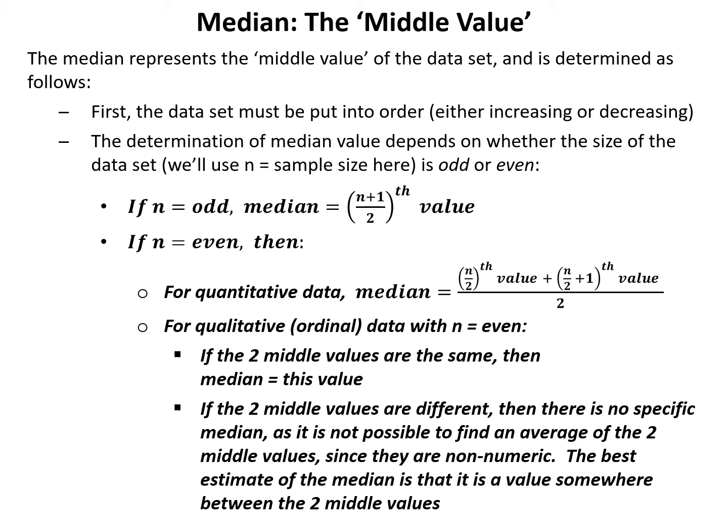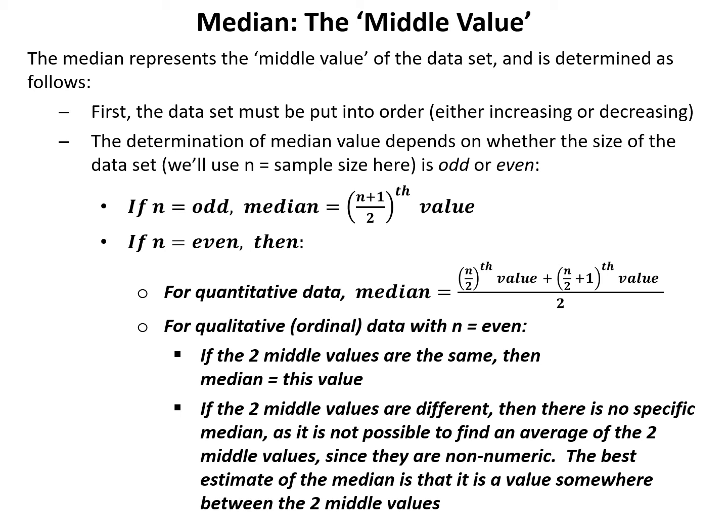Now, the data set could either be a population, in which case we would use big N to represent the population size, or if the data set is a sample, we use little n, which is the sample size. The calculations work the same way, and so for the purpose of this lesson, we'll simply use the little n representing sample size. So the determination of the median value actually depends upon whether the size of the data set is odd or even.